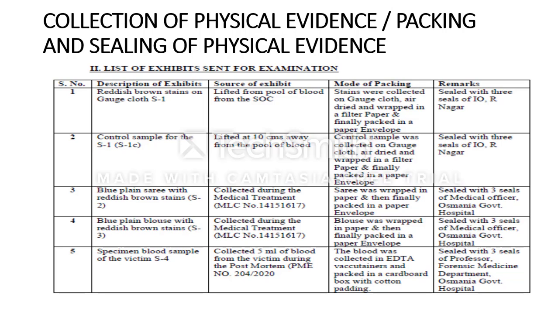The serial number 3 is the wearing apparel of the victim, which includes the sari, for which we have already given serial number 2. The same serial number which we give to the exhibit needs to be described in the column also. Now, collection is here during the medical treatment. While she was undergoing medical treatment, there was a particular MLC that was given to the treatment. So, that particular MLC number needs to be mentioned, which is MLC number 141516117.